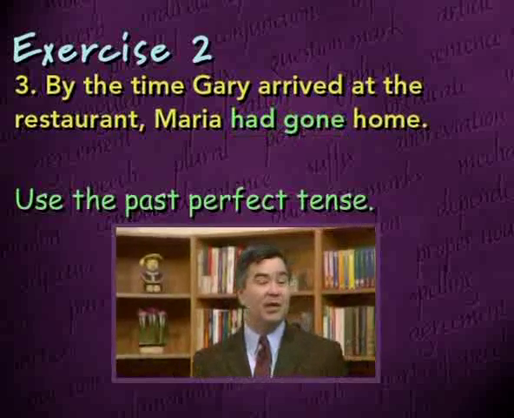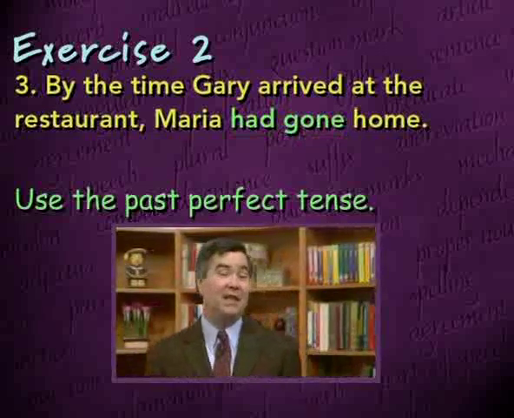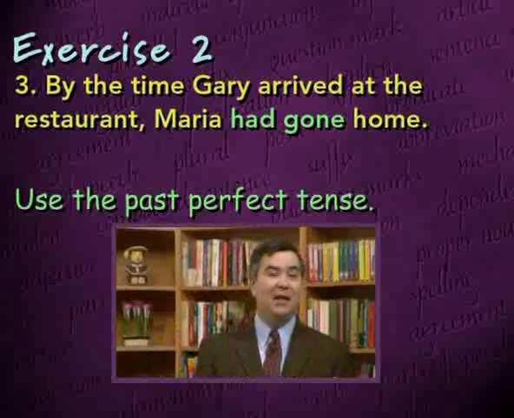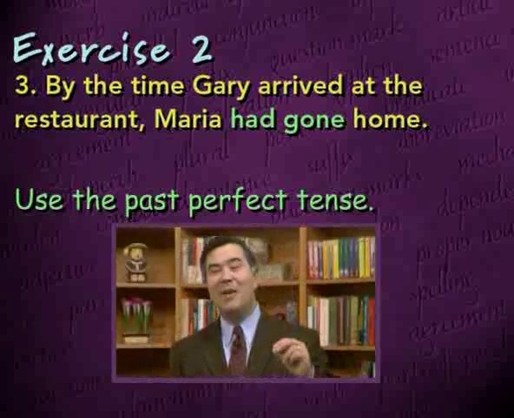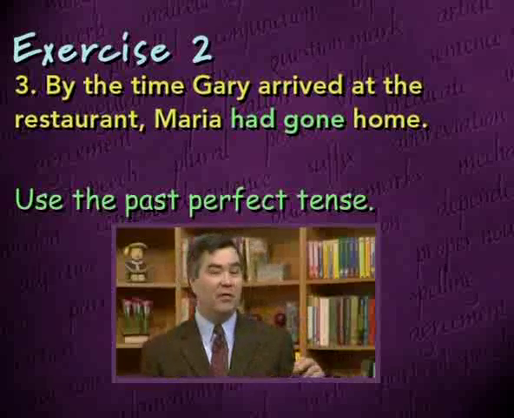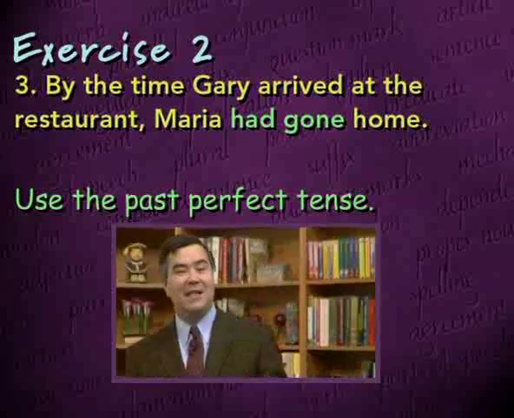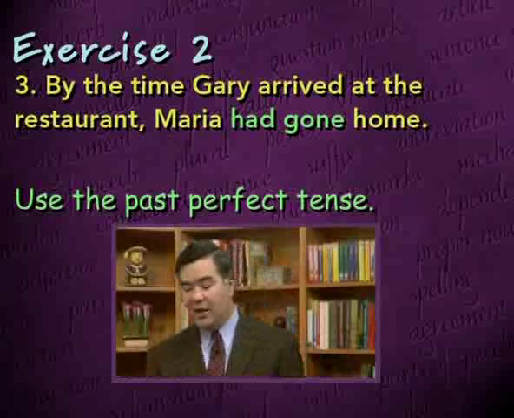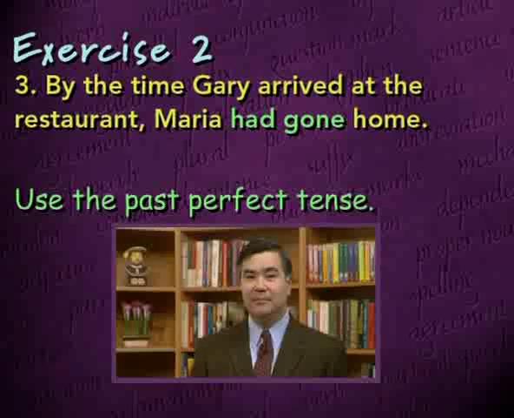The past participle is the form that's always used with a helping verb. Instead, the author of this sentence has confused the past with the past participle and has used the past instead of the past participle. Remember, the past would always be used by itself, the past participle with a helping verb. The four principal parts of the verb to go are go, going, went, and gone. And in this case, the past participle gone ought to be used, and the sentence would then read, by the time Gary arrived at the restaurant, Maria had gone home. And that would be correct.